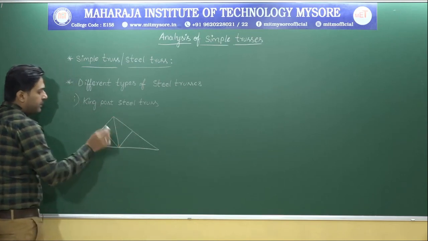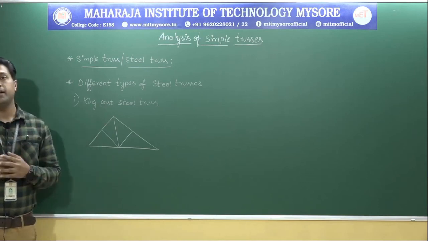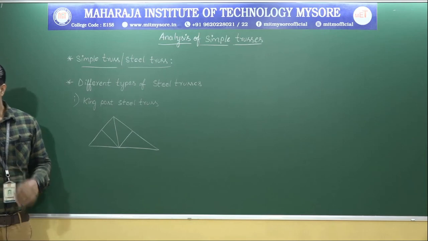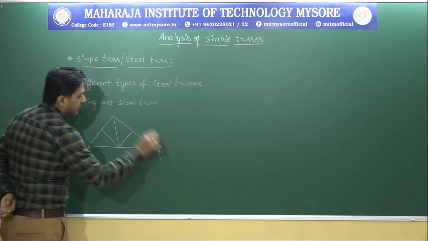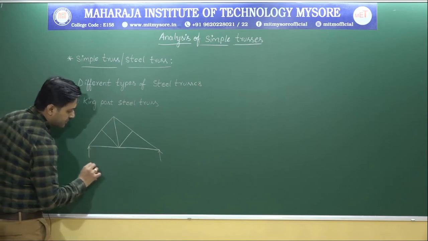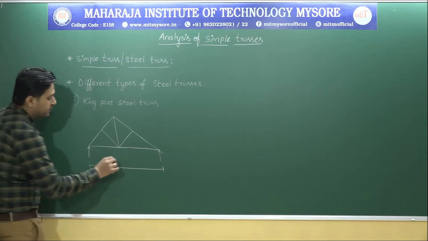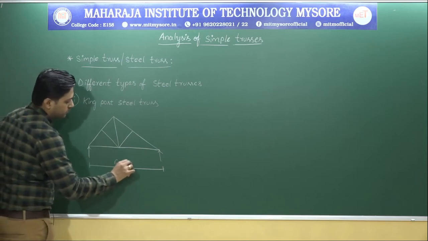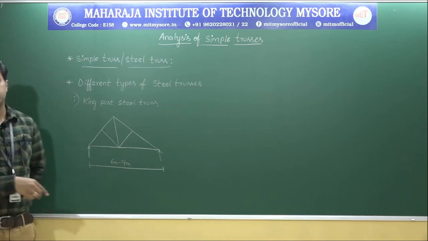I think you people might have seen this kind of a structure, especially at the top of a building or industrial shed. So, usually what happens, two supports will be there, and this king post steel truss will be provided usually for a span of 6 to 9 meter.